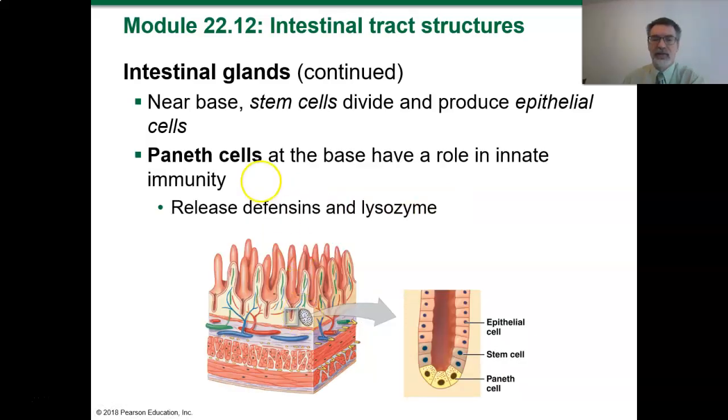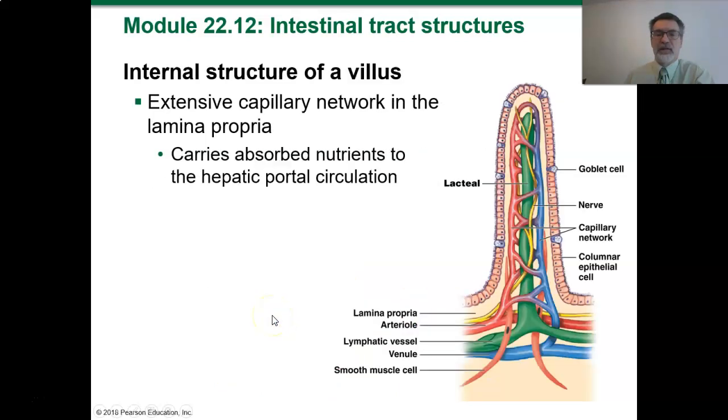Right, so if we look at these intestinal glands, the Paneth cells at the base of them have roles in innate immunity, right, producing defensin chemicals and lysozyme. So again, as we said, there are lots of innate proteins that can cause lysis of cells and attack cells. Again, part of the innate immunity. So these are part of that response.